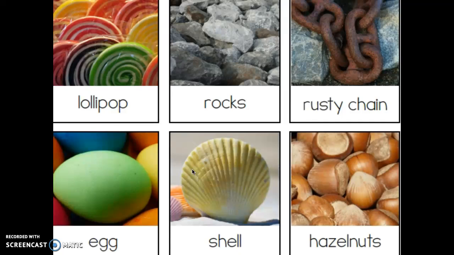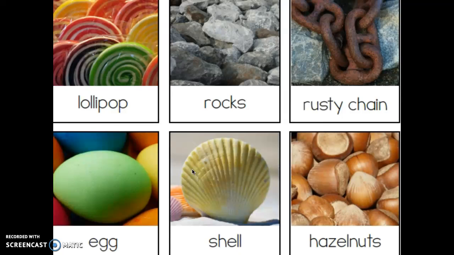All right, the first picture is a picture of a lollipop. Talk with your buddy. Which types of texture can you see in this lollipop? Is it hard, soft, rough, or smooth?